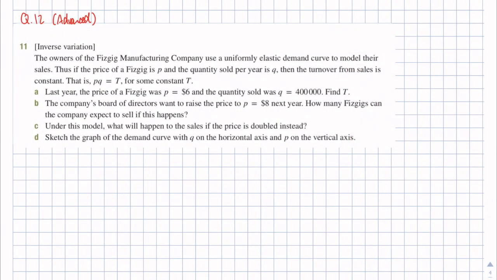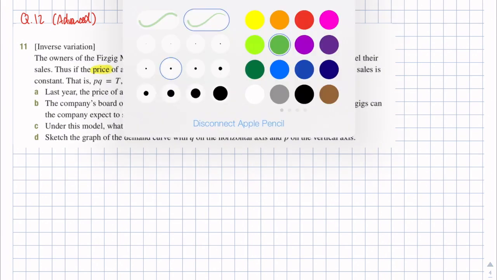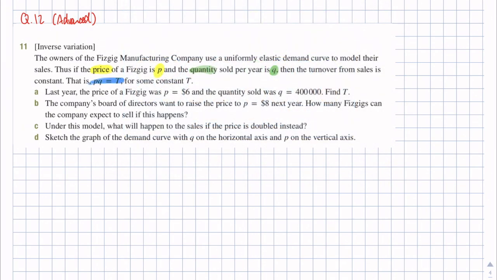Okay, now let's have a look at the actual inverse variation question you get in the textbook. It's question 12 for advanced students, 11 for extension. I don't care if it's a uniformly elastic demand curve. I just care that it's P for price, I care that it's Q for quantity, and I care that they've given me this formula.